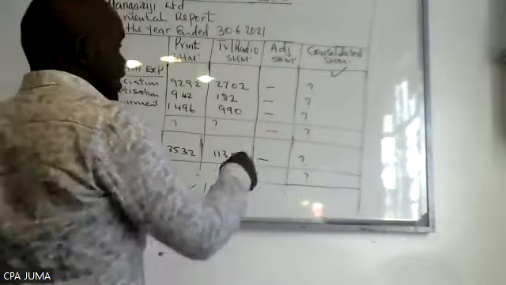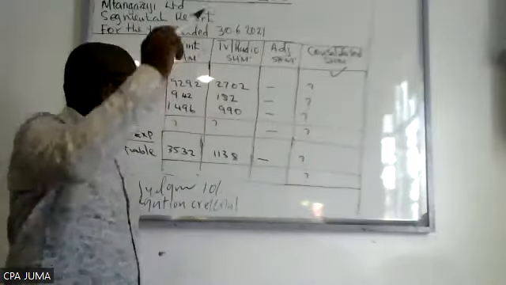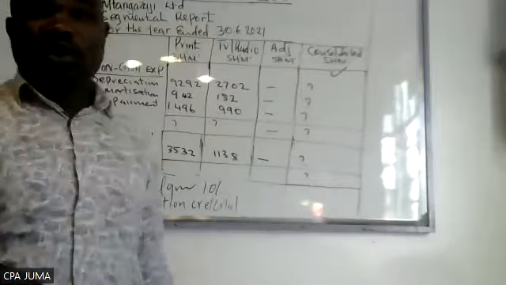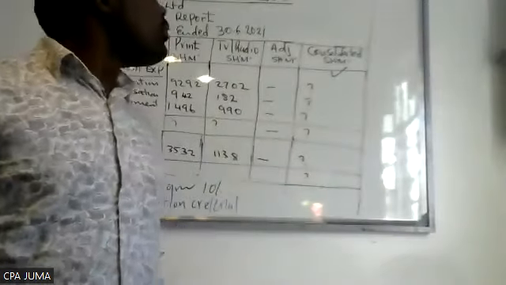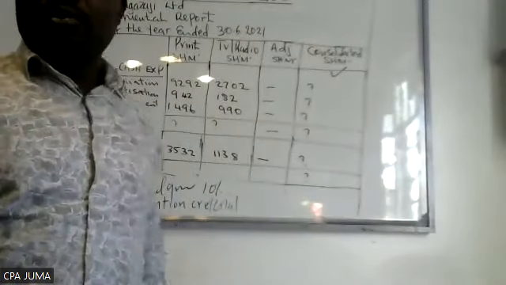Because whatever is here should be in the P&L and the balance sheet. So that one is achieved through reconciliation. You reconcile. Those are the ones I'm able to bring up.